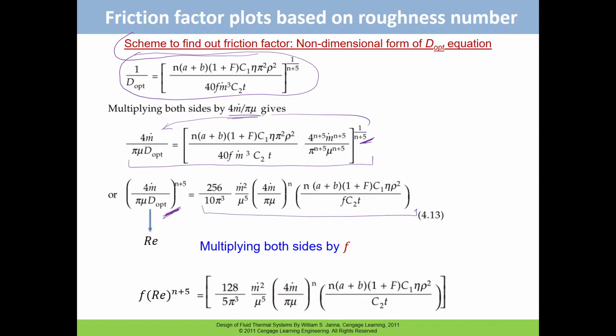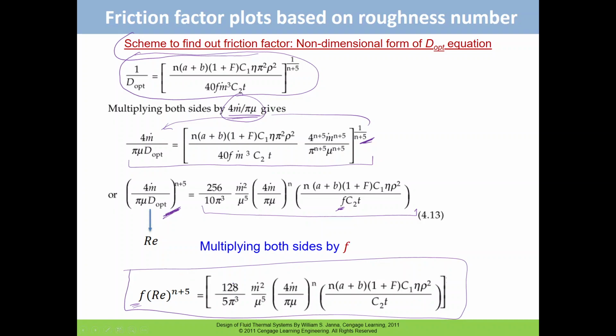Now what does this become? This becomes the Reynolds number. That was the purpose, to multiply by this quantity. So now it becomes a Reynolds number, and this f can be taken on the left hand side by multiplying both sides by f. So here you multiplied by f, and then this f would be cancelled here, so there is no f here. So here you multiplied both sides by f, so this is the equation that you will get.